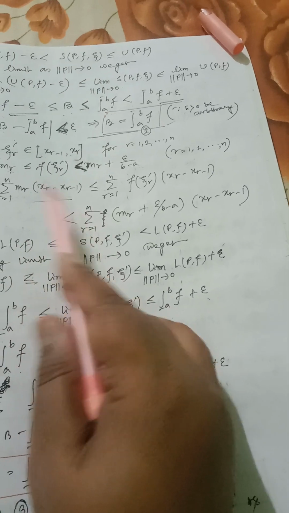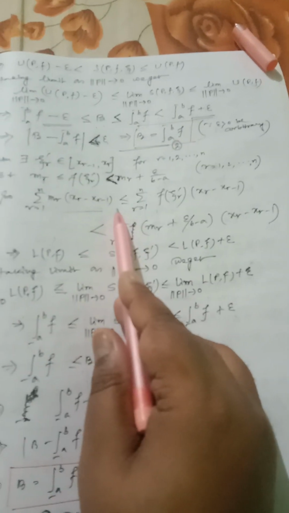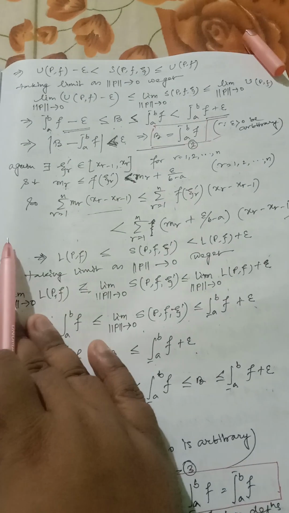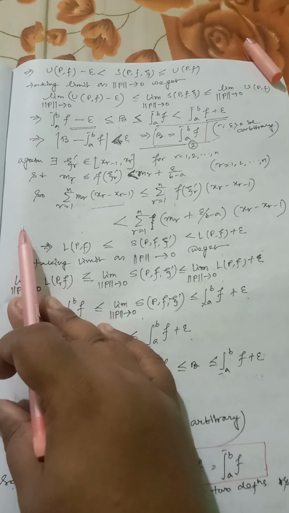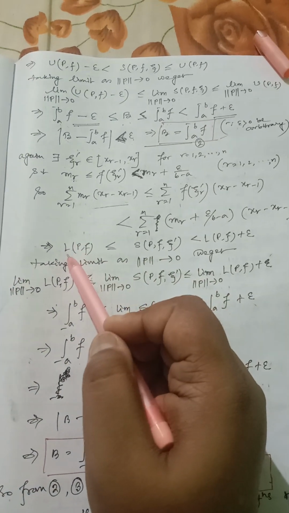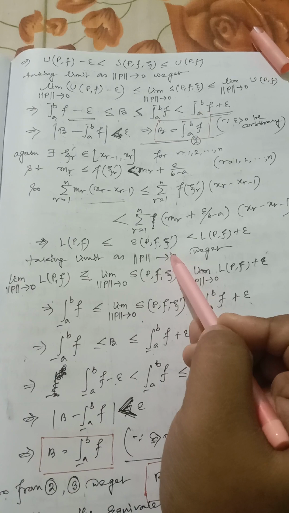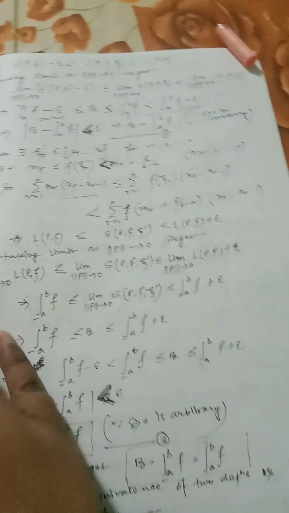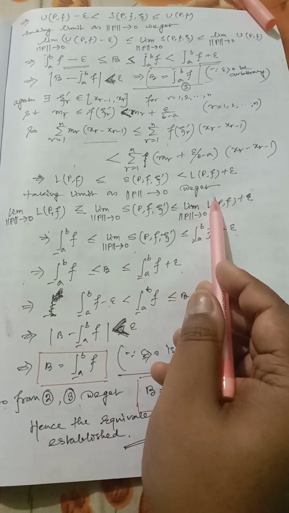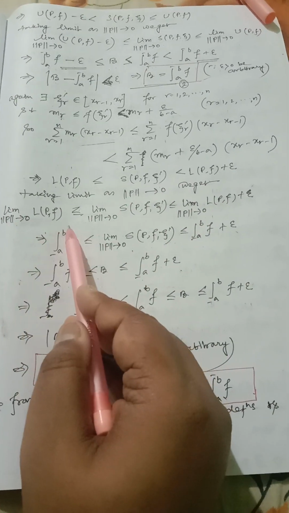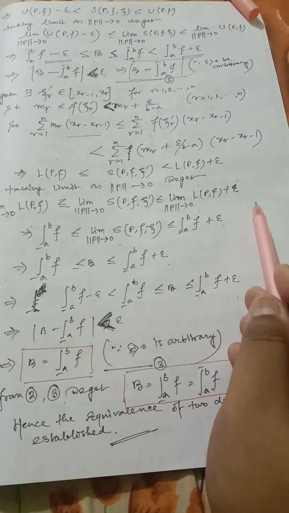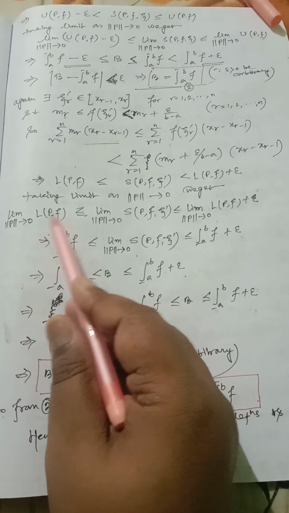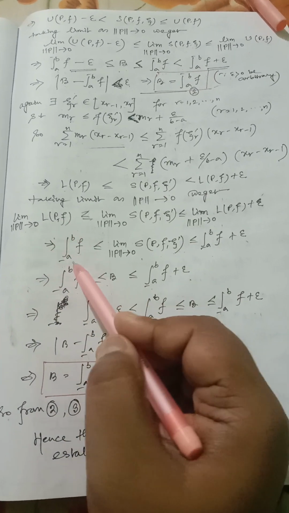Again apply delta r on either side, that means xr minus xr minus 1, and you can also operate summation r equals 1 to n, so that you will get LPF less than or equal to SPF xi dash less than, ultimately, LPF plus epsilon. Now consider limit norm p tends to 0. But limit norm p tends to 0, LPF is the lower bar integral of f.